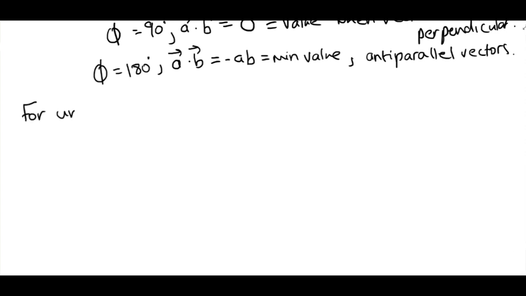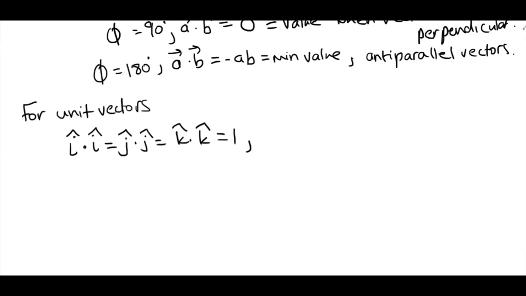Now for unit vectors, if we take the dot product of unit vectors, I hat dot I hat, this is going to be equal to j hat dot j hat, which is also going to be equal to k hat dot k hat, which gives us 1. Also, if we take the dot product of I hat and j hat, which is equal to j hat dot k hat, which is equal to I hat dot k hat, which gives us 0.